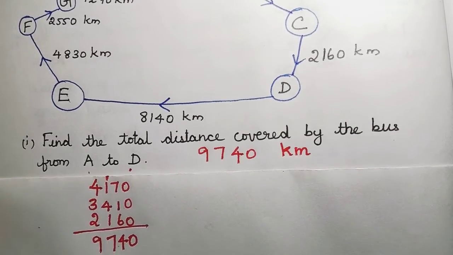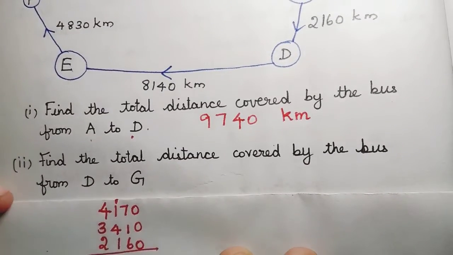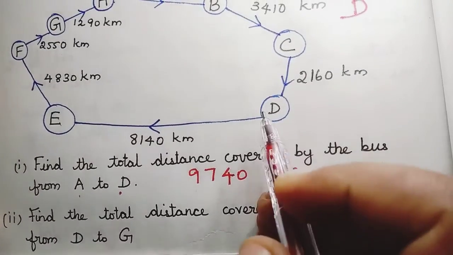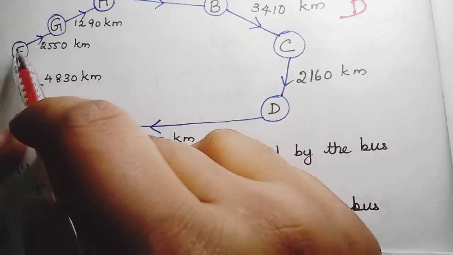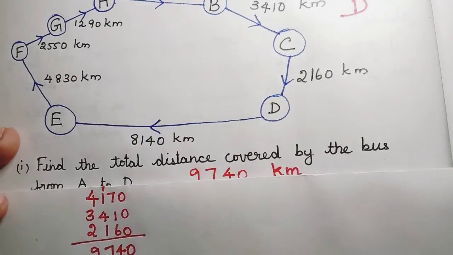Okay, we will move to the next question. Find the total distance covered by the bus from D to G. Okay, so look at this: from D to E, E to F, and F to G.